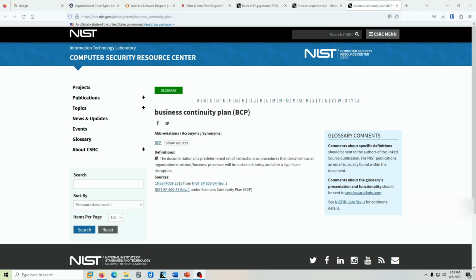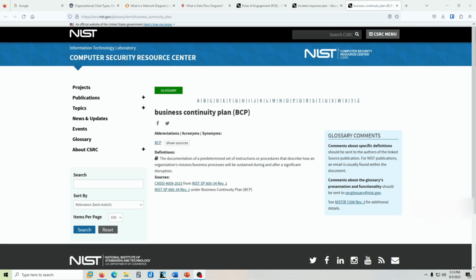Next item on the list is business continuity plan. The documentation of a predetermined set of instructions or procedures that describe how an organization's mission or business processes will be sustained during and after a significant disruption.